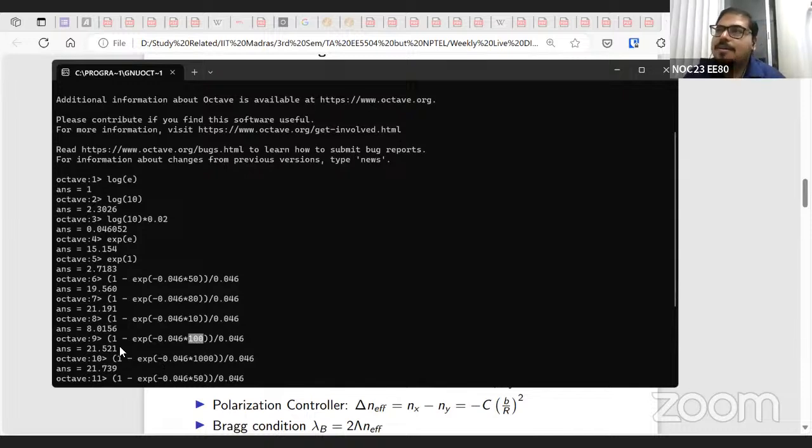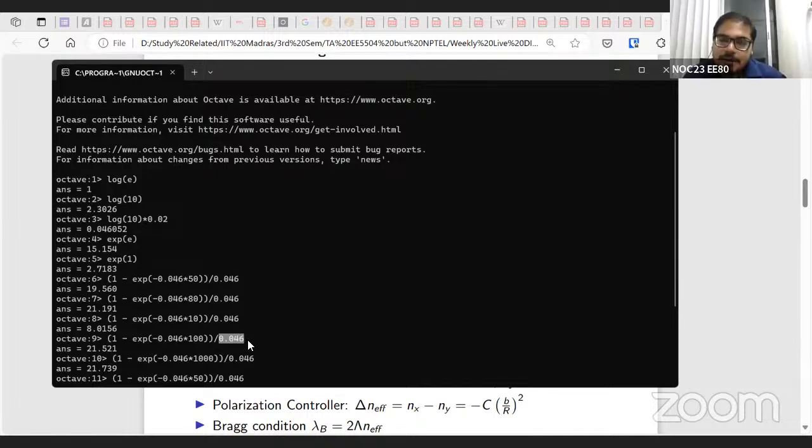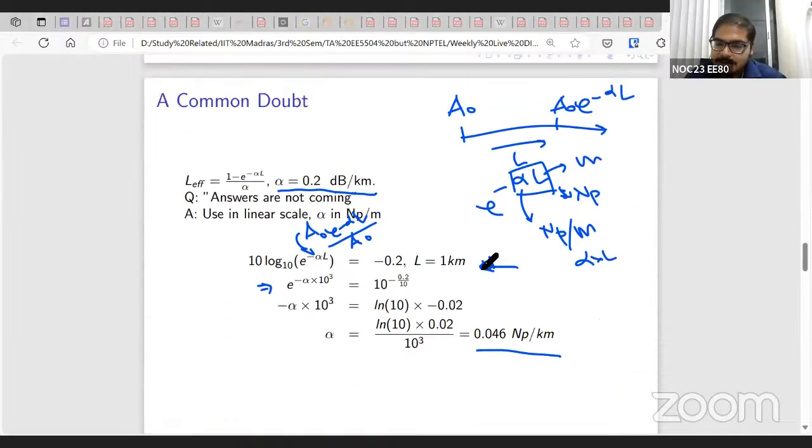So for effective length calculation, you'll be using 1 minus e raised to the power minus alpha L divided by alpha. This alpha you're putting in nepers per kilometer here. Okay, understood. So you cannot put it in dB per kilometer. You have to convert to linear scale and then put. That's all. And the conversion is happening like this.